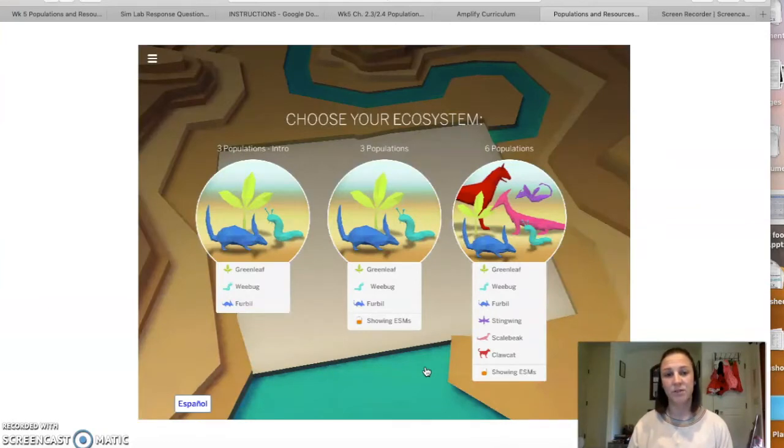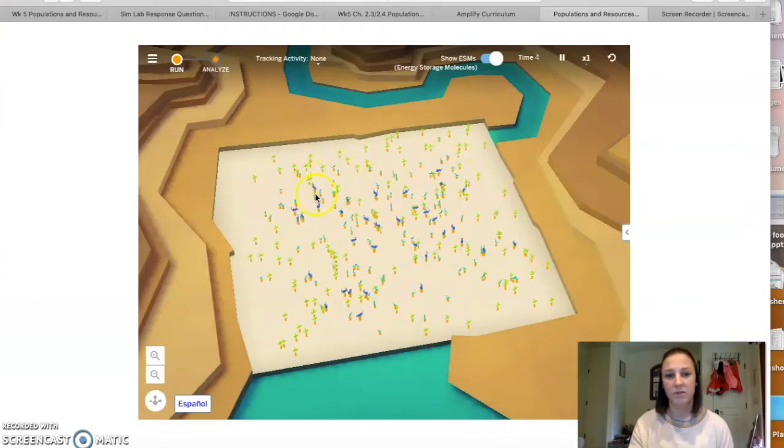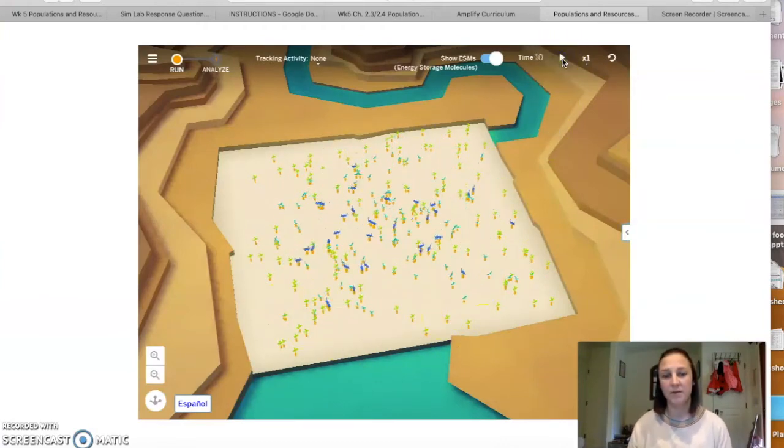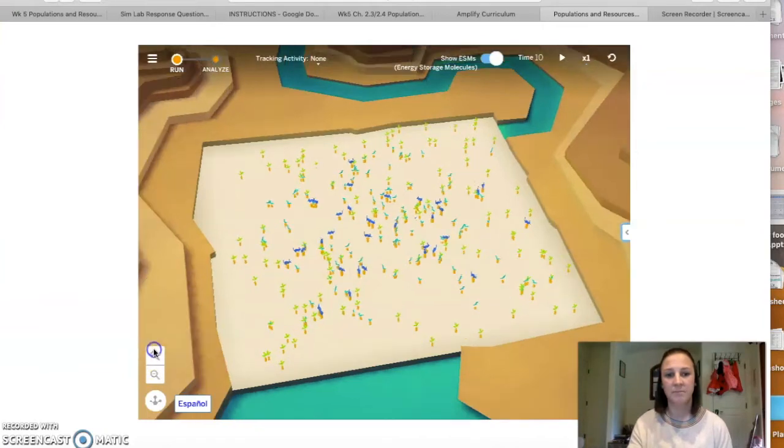Okay, so once you have logged into the sim, these are your options. The instructions had said 3 populations. So that's what we're going to do. And you can see it's pretty busy in here. I'm going to pause it for the moment to show you around a little bit. So if you don't remember, let's zoom in.